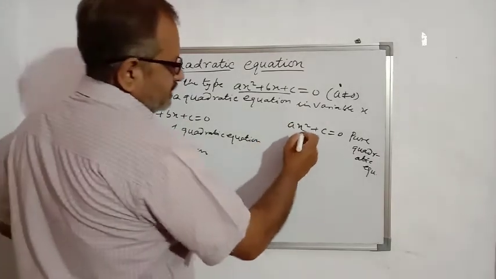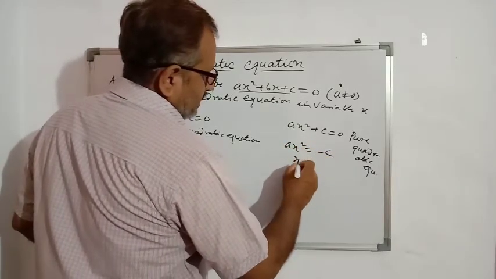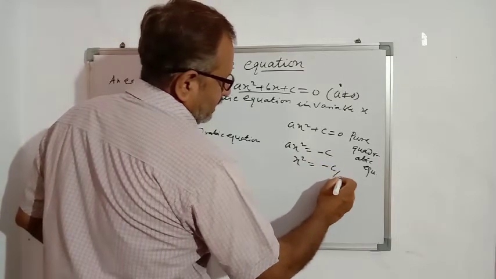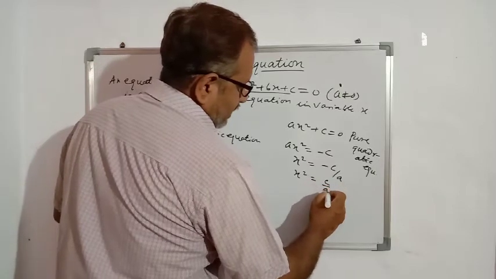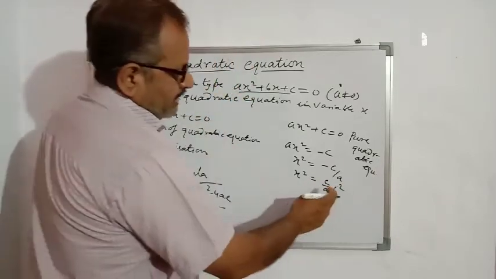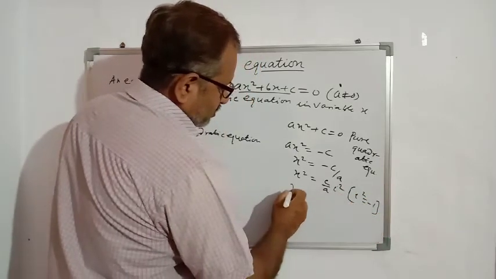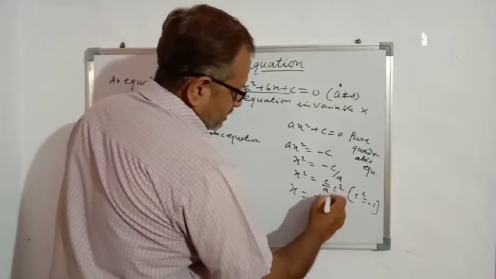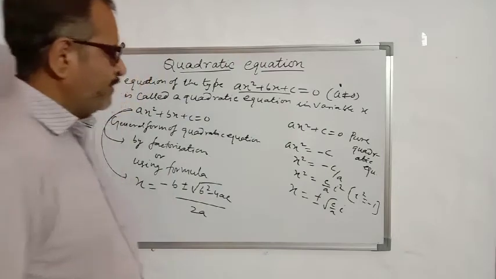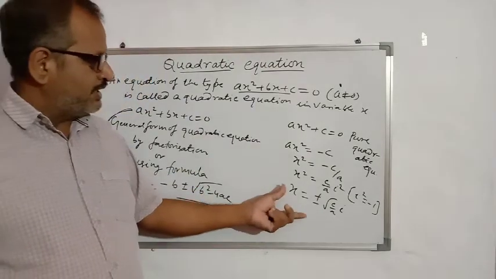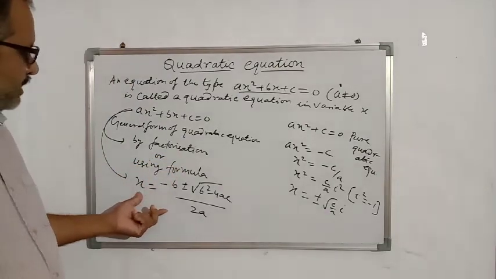How we can solve it? This one. So we can write it ax square is equal to minus c. X square will be minus c by a. We can write it c by a i square. We know that i square is minus 1. So what will be x? We will take plus minus square root c by a into i. So we can solve the quadratic equation by this method, either by factorization method or by using formula.